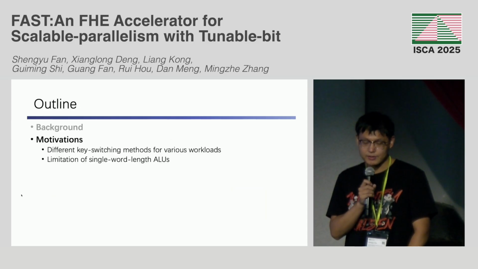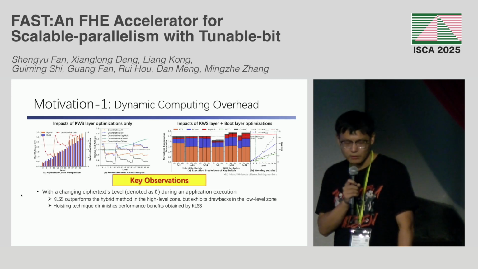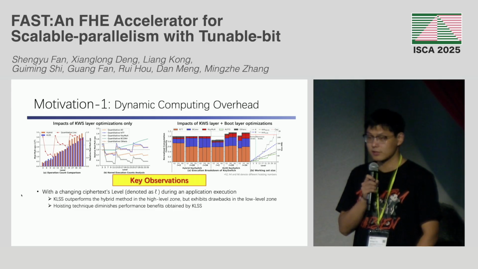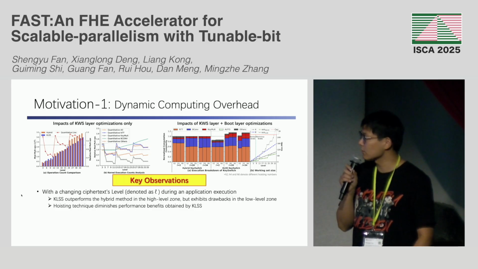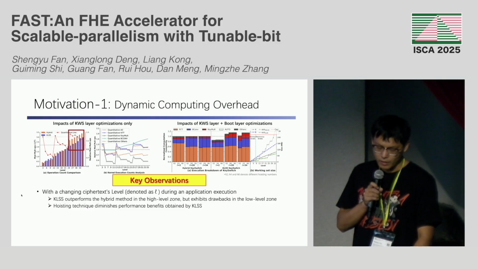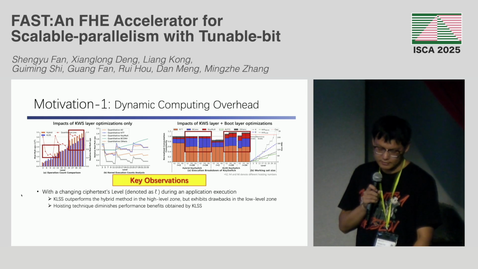Next, I will introduce the motivation behind our work, building on the background we have just discussed. First, we observed that the ciphertext level changes continuously during the execution of FHE applications. However, the performance advantages of different key switching algorithms vary depending on their ciphertext level. For example, at certain levels, the KRSS algorithm performs better, while at others, the hybrid method delivers superior performance. In addition, when the hoisting technique is applied, the performance gap between different key switching methods also shifts.